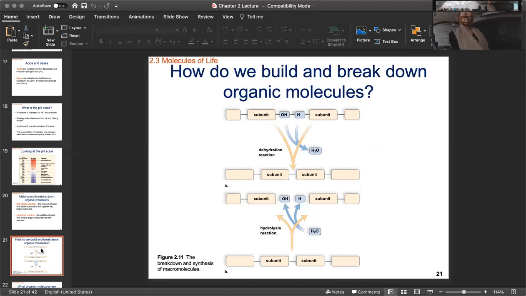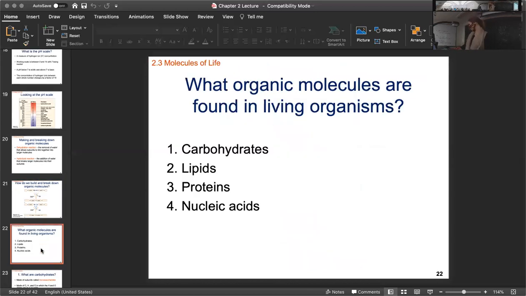All right, so this is a breakdown and synthesis of those macromolecules. Okay, there's that word again, macromolecule. So let's talk about that. What's a macromolecule? Well, here is a list of the 4 macromolecules. And it's really important to know these 4. This is a pretty important slide. This would be a great question: what are the 4 macromolecules? We have carbs, lipids, proteins, and nucleic acids.